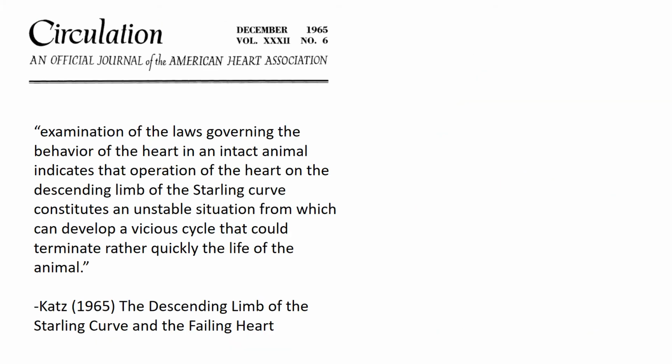So what do the authorities have to say about all this? This is an editorial review from 1965 written by Arnold Katz, one of the great authorities on cardiac research and cardiology from the 20th century. So Katz says, examination of the laws governing the behavior of the heart in an intact animal indicates that operation of the heart on the descending limb of the Starling curve constitutes an unstable situation from which can develop a vicious cycle that could terminate rather quickly the life of the animal.